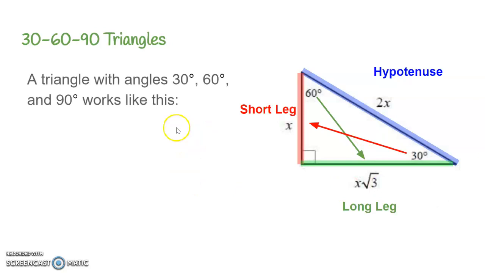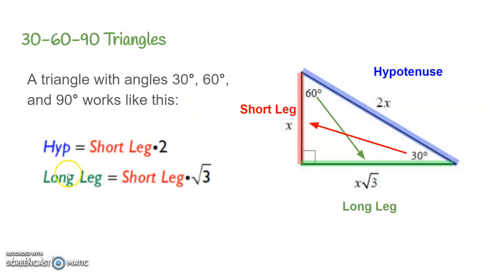To solve 30, 60, 90 triangles, we can no longer use the Pythagorean theorem because we're going to be missing too many values. So we have two formulas to solve 30, 60, 90 triangles. The hypotenuse of your triangle is always twice the amount of the short leg. And the long leg is always whatever the short leg is times the square root of 3. So those are your formulas. Let's take a look at some numbers to put this into practice.